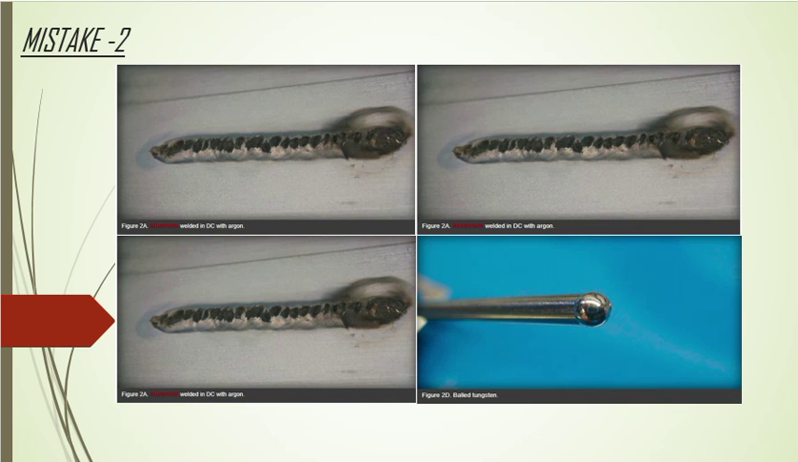We'll go to the next one, mistake two. This is the welding of aluminium with DC argon. Generally, we have to use AC argon for welding aluminium. So why are you using DC, why should you use AC, and what will happen with DC?